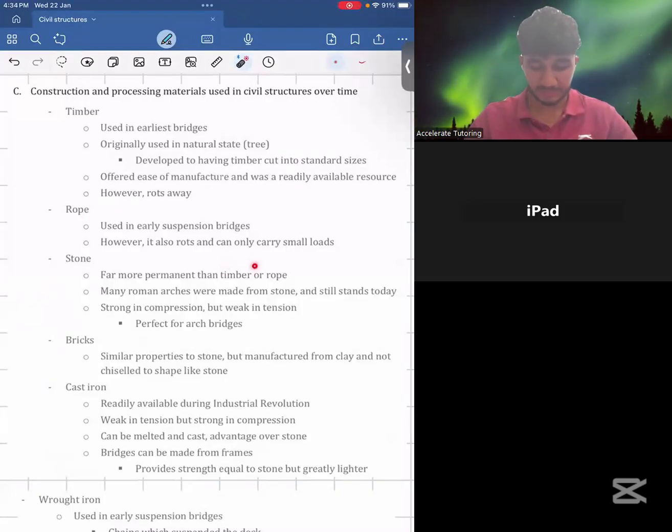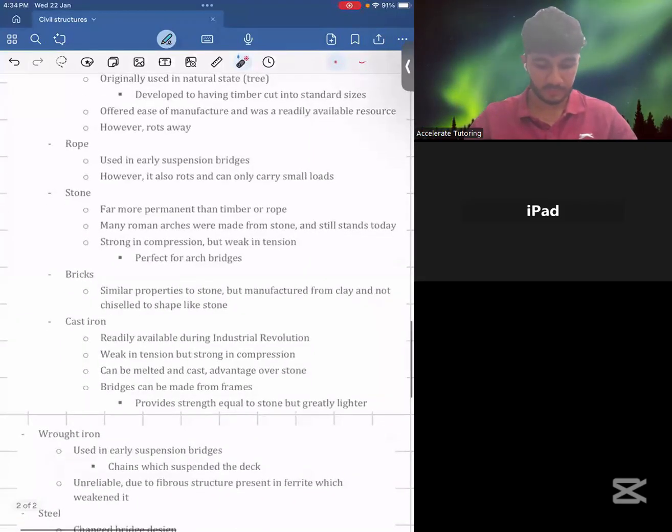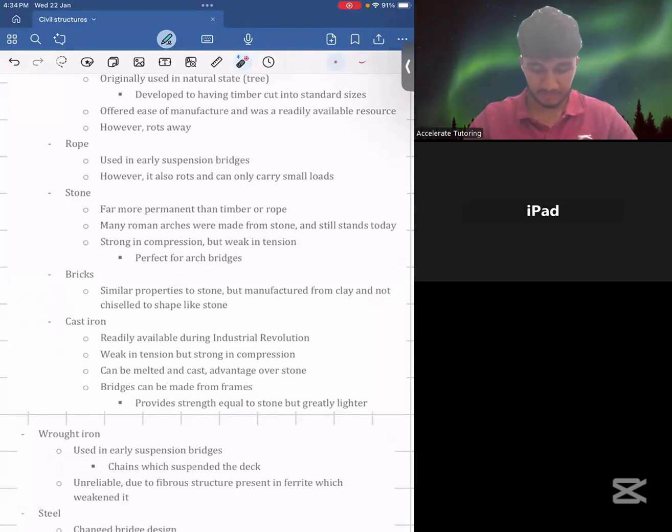Stone, far more permanent than timber or rope. It doesn't corrode or burn. Many Roman arches were made from stone and still stand today. Strong in compression but weak in tension. Perfect for arch bridges and also readily available, hence why it was used for early Roman arch bridges. Moving forward from stone was the use of bricks. Similar properties to stone but manufactured from clay and not chiseled to shape like stone, so it's relatively easier to use.